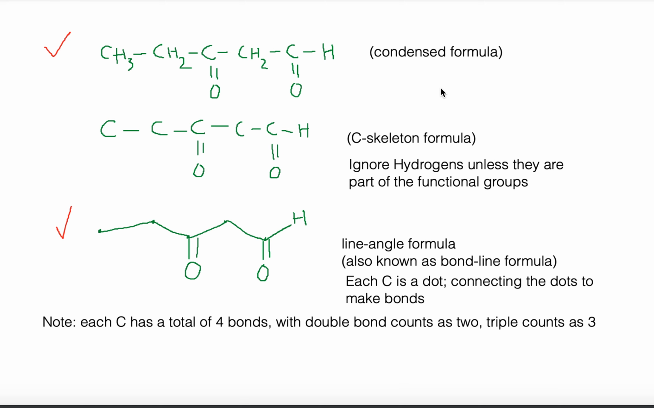Now here's another example. You got the condensed formula, and then you get the skeleton formula, which only shows the functional group, the carbons, and any special bond. Now, if you want to do the line, you base it on the carbon. 1, 2, 3, 4, 5 carbons. So that's 1, 2, 3, 4, 5 carbons. And you always want to angle them so you can recognize the carbons much easier.